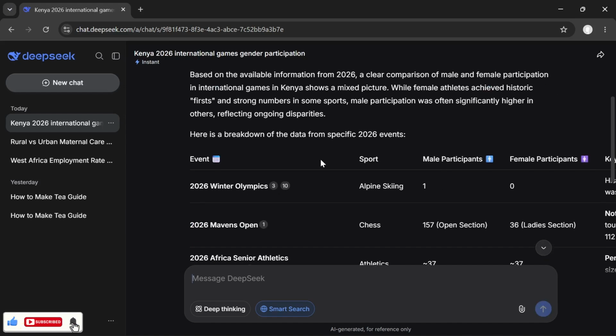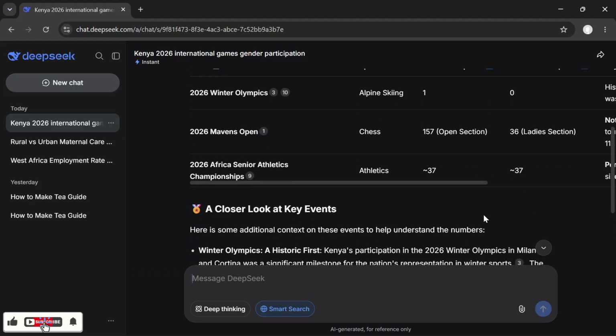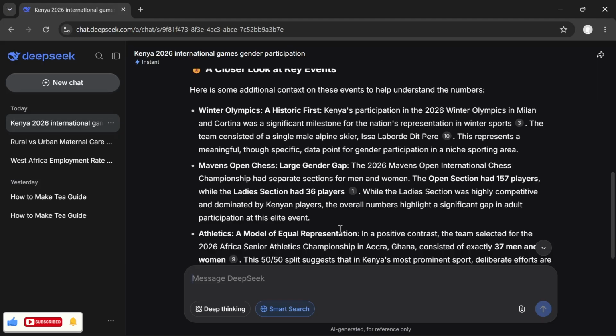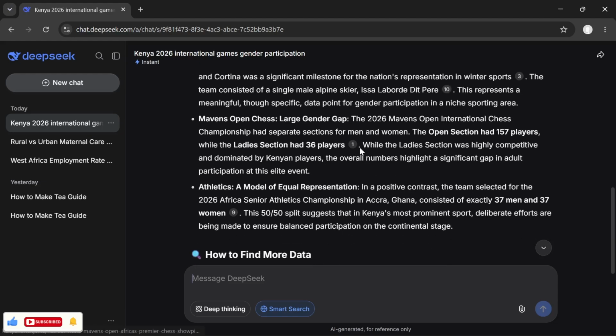So you see the comparison has been drawn. 2026 Olympics and male participation, female participation. We can see all of it here. Now, we're going into layering. We started with comparison prompting, which is one technique.